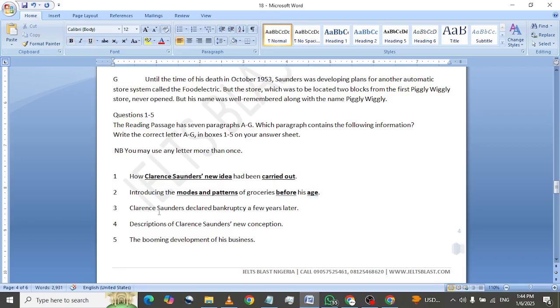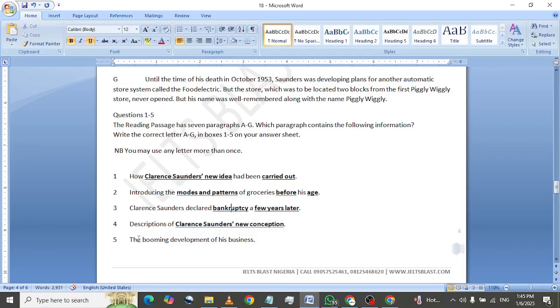Question 3 says, Clarence Saunders declared bankruptcy a few years later. What is our keyword here? Bankruptcy. Then few years later. You underline that. Then the next one says, the description of Clarence's new concept. So he now came up with a new idea. You underline that.